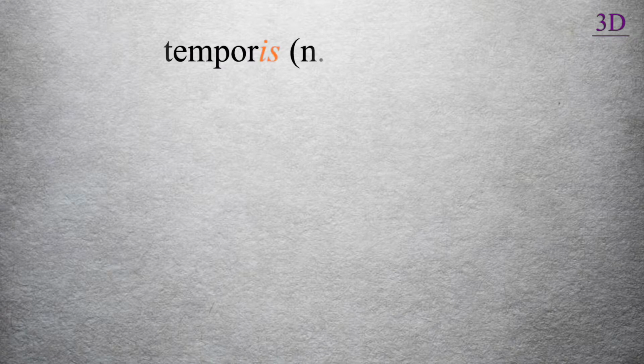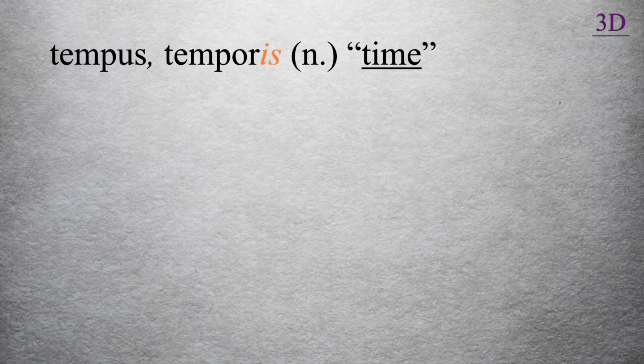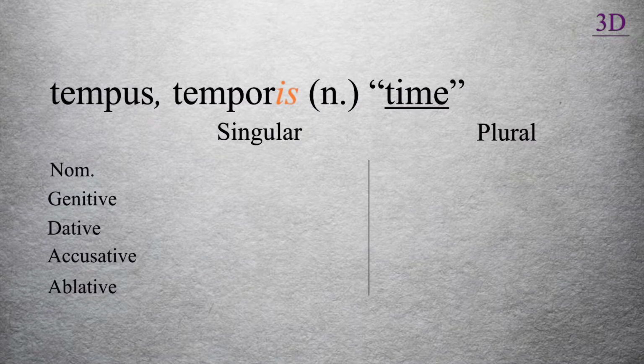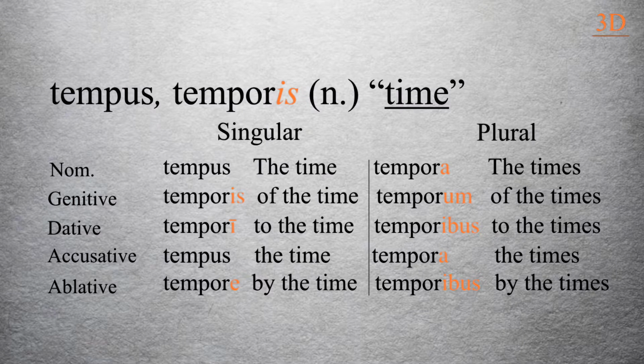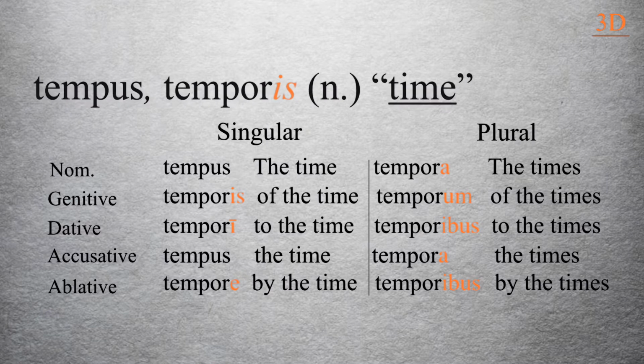Let's choose a neuter noun, tempus, temporis, meaning time. Again, there's that is signifying the genitive. Starting with the nominative singular and working our way down. Tempus, temporis, tempori, tempus, tempore, tempora, temporum, temporibus, tempora, temporibus.